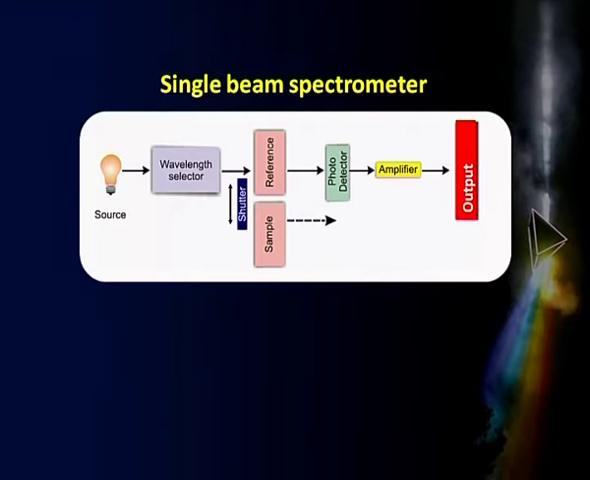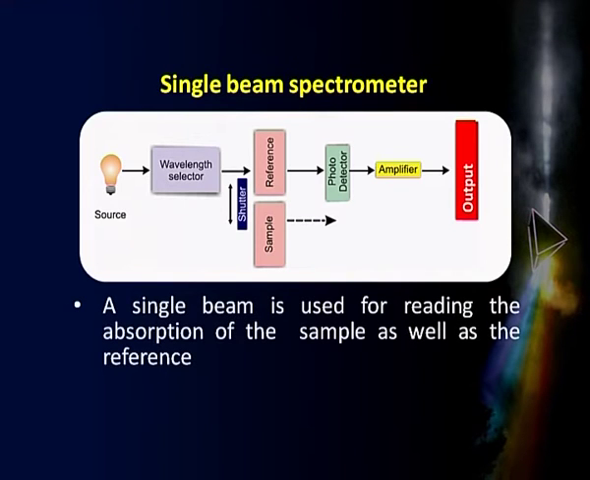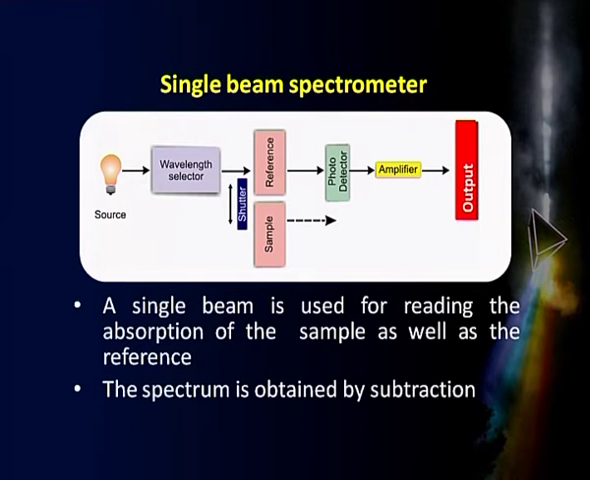And then for each wavelength, I will subtract the reference from the sample, so that in the process I get the interaction of my sample with the range of wavelengths I am talking about there. So, essentially the same beam is made to fall onto the sample as well as the reference, and the spectrum is obtained by subtraction.